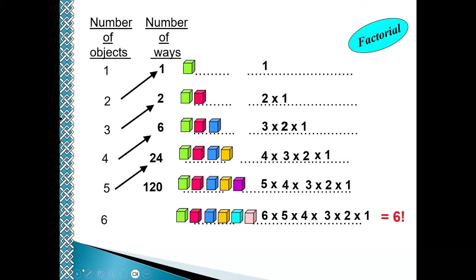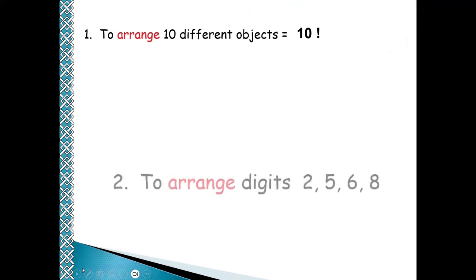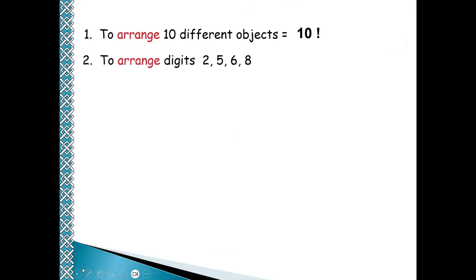Factorial concept. So 5 factorial, 4 factorial. If I have n different objects, in how many ways can I do it? n factorial ways. 10 different objects, 10 factorial. 4 different objects, 4 factorial.